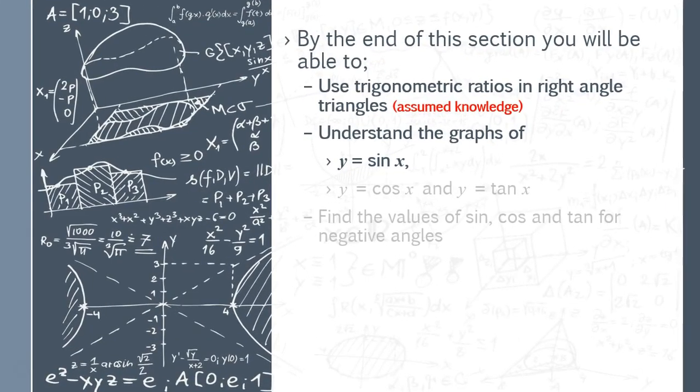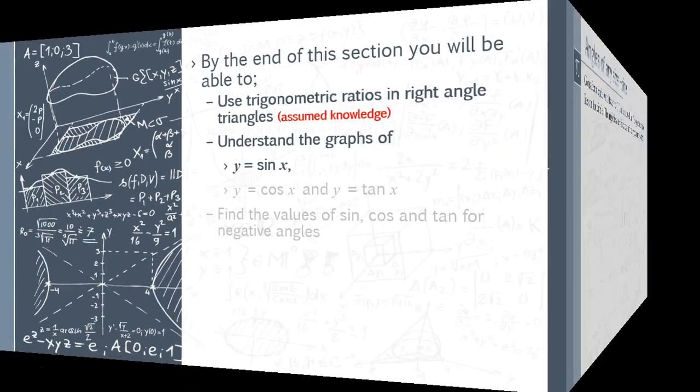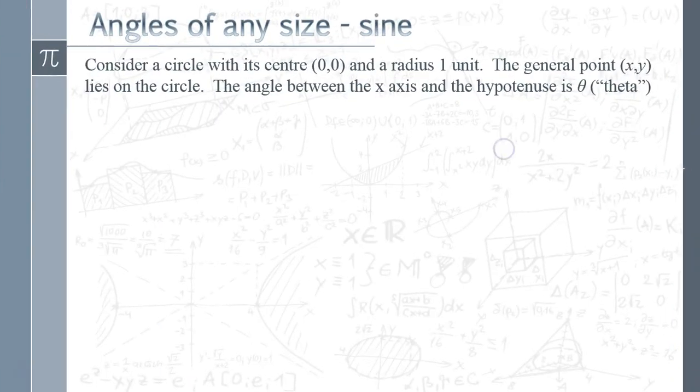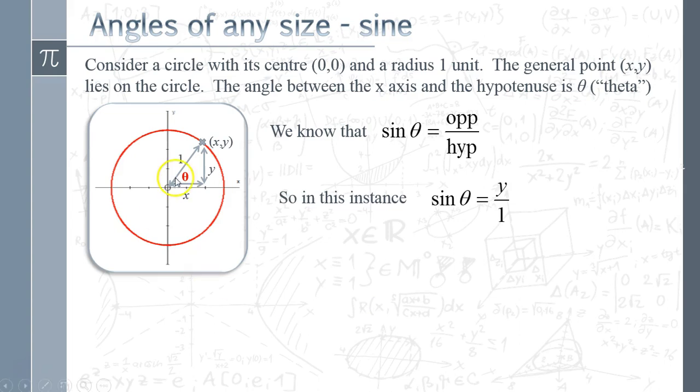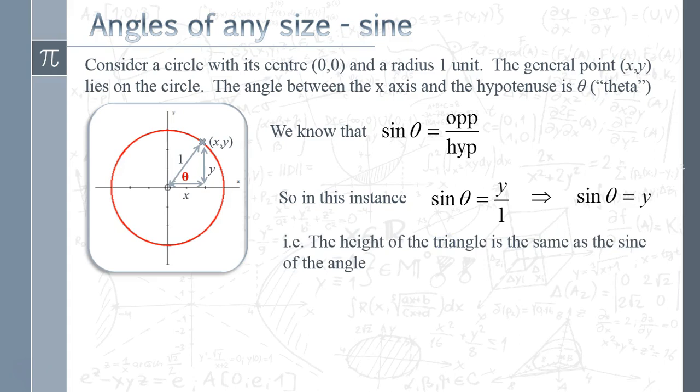So here we go. Let's start off with y equals sine x. To begin with, let's just consider a circle. We've got a radius of 1 for our circle, and we know that for this triangle, sine theta is the opposite side over the hypotenuse. And so therefore what we get is sine theta is y, so there's my opposite over the hypotenuse. So we've got sine theta equals y over 1, which is just sine theta equals y. So what that's basically telling us is the height of the triangle is the same as the sine of the angle.